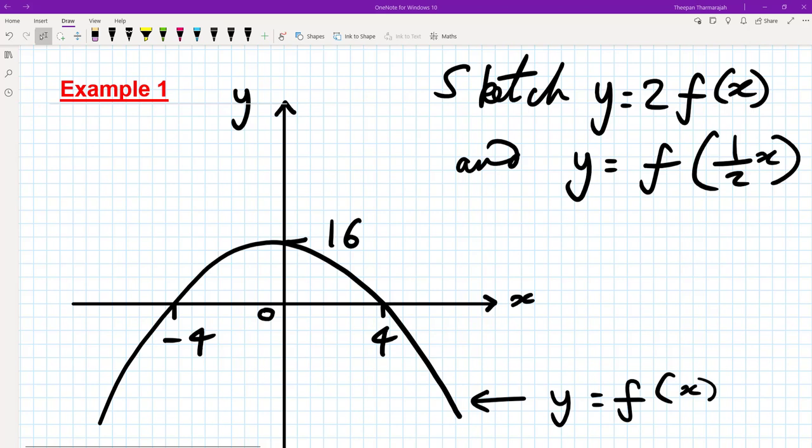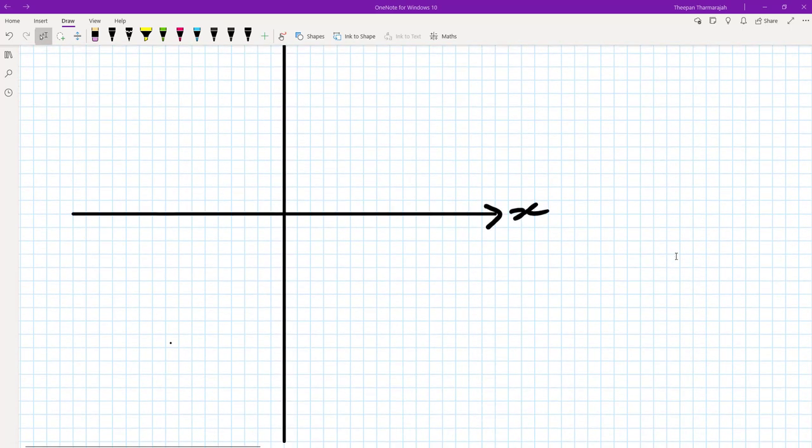Okay, here's a question for you to try. You can pause the video, and when you're done, I will go through my worked solution. Okay, so we've got a function now that cuts the x-axis at minus 4 and 4. It crosses the y-axis at 16. And we want to draw the graph, first of all, of y equals 2 times f(x). Well, we know how to do that.